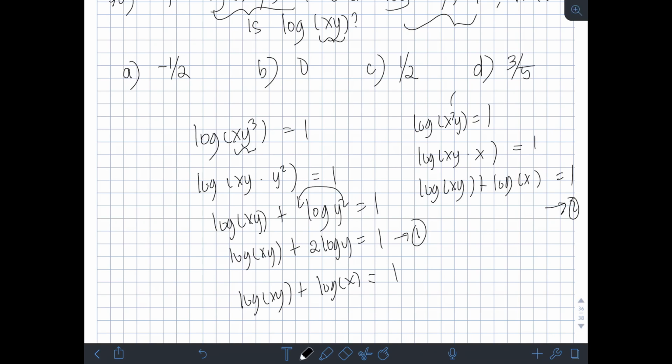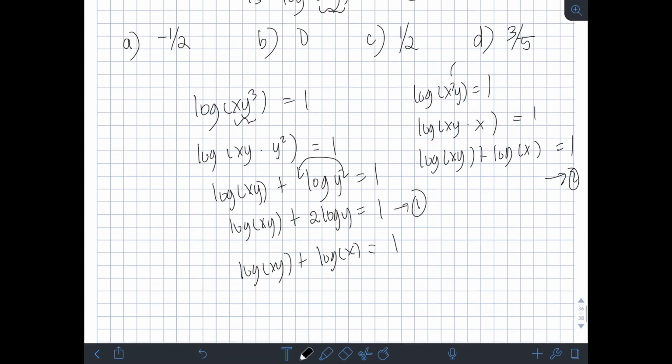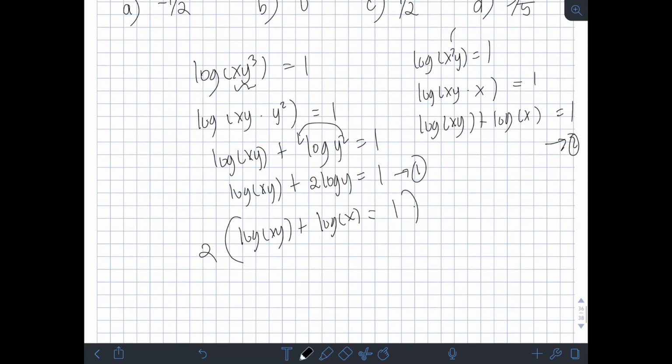So, try natin i-compare: log xy plus log x equals 1. So, pag inadd natin itong equation na to, magiging 2 log xy. Pero ito, hindi natin ma-combine as x. Kasi itong log y sa taas may 2. Eh, itong log x, wala. So, try kong i-multiply itong equation 2 by 2. So, magiging 2 log xy plus 2 log x equals 2.